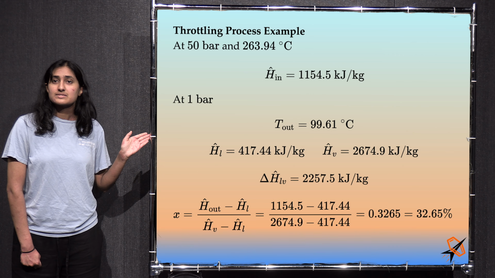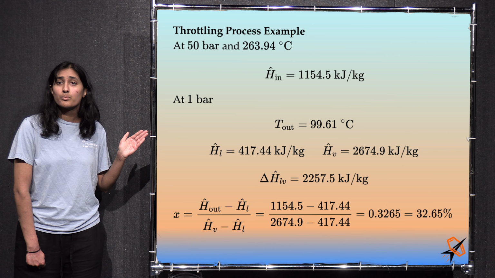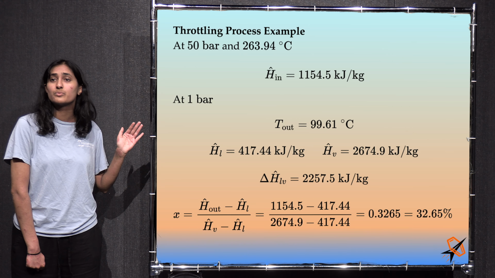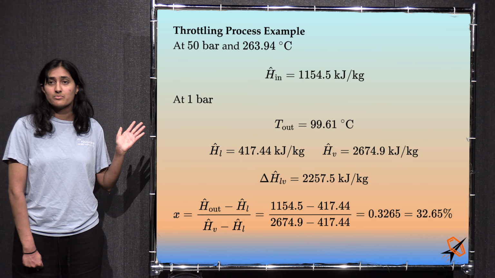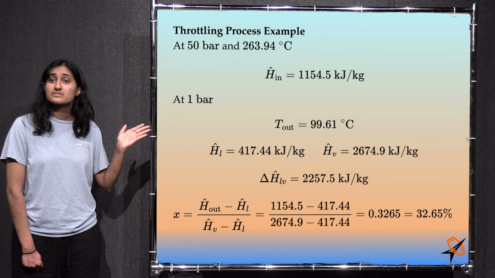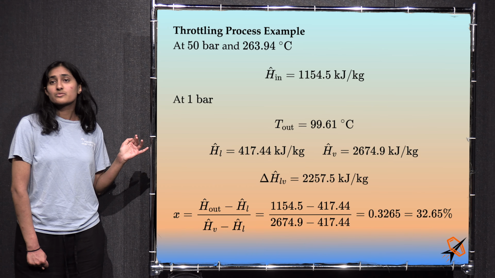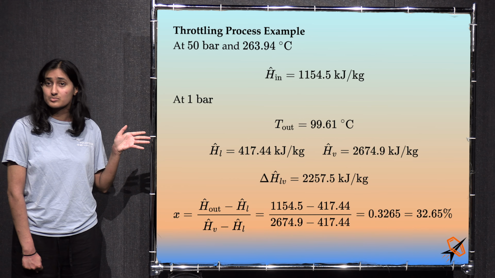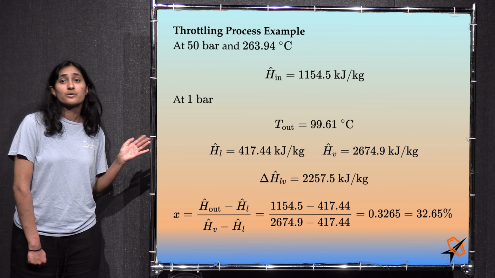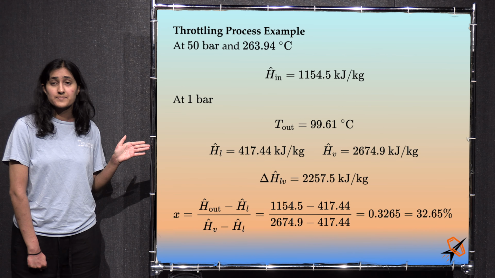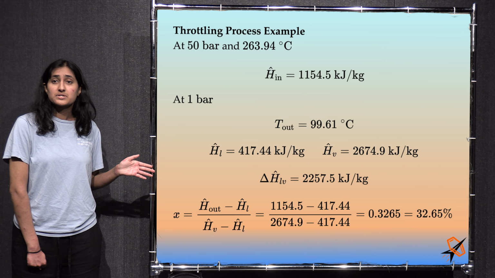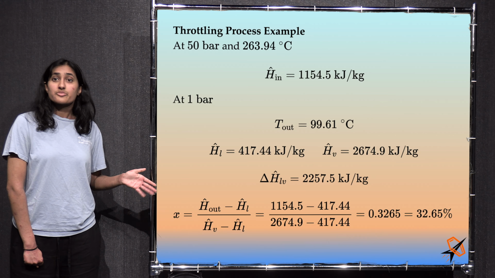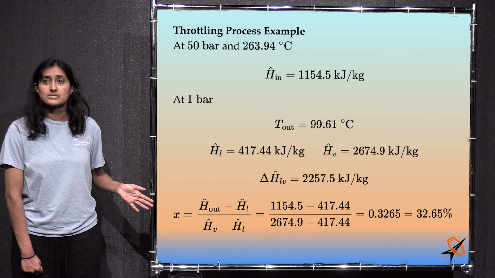Plugging in with the H hat out being the same as the H hat in, we get the quality is 1154.5 minus 417.44 over 2674.9 minus 417.44, or over 2257.5, which works out to be 32.65%. When using a throttling process in a refrigerator, the point is to keep the quality as low as possible while cooling as much as possible. The throttling process is extremely irreversible, so we don't calculate an isentropic efficiency. For almost all small refrigeration units, the designers accept the large irreversibility because a valve is much cheaper than an expander or a turbine. Throttling into the two-phase region is essentially a flash calculation accounting for the mass balance and the energy balance.